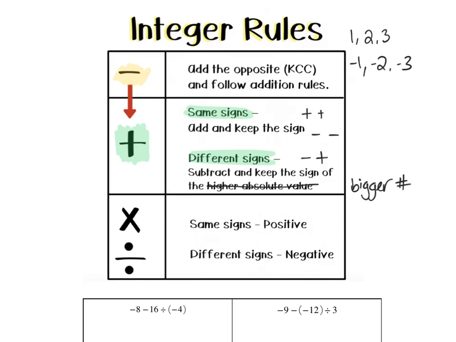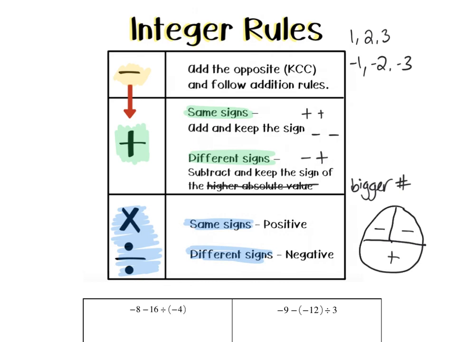Okay? And then the last set of integer rules is multiplying and dividing. When you're multiplying and dividing and they have the same sign, then you're going to get a positive answer. If they have different signs, you're going to get a negative answer. And one way I like to remember this is by drawing this on my page. It's just like a little circle, and you've got a minus and a plus.